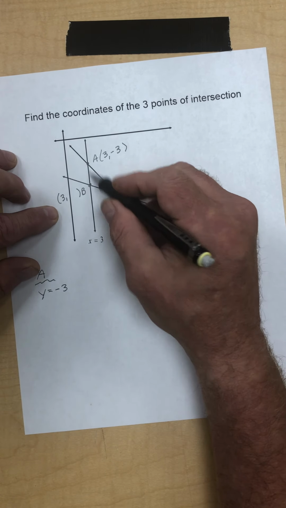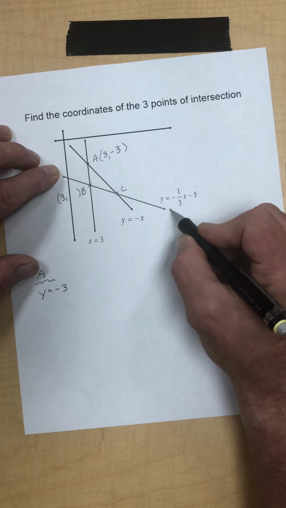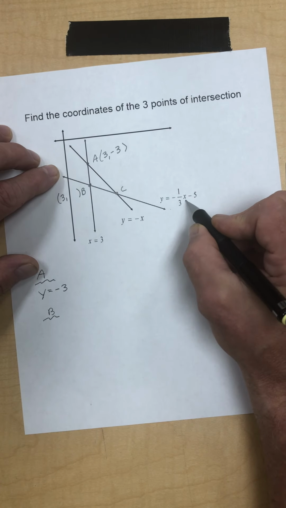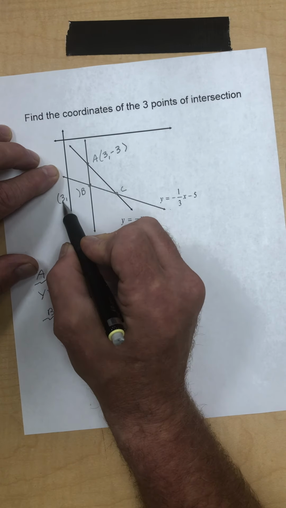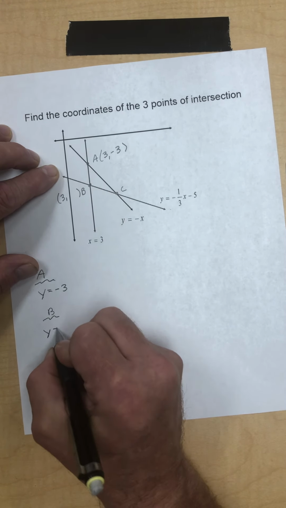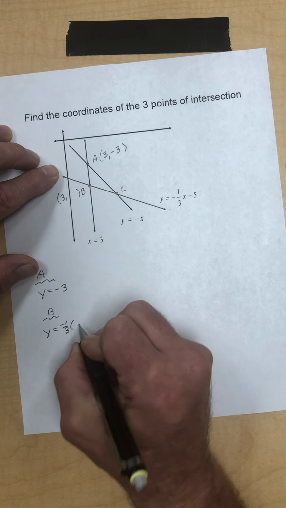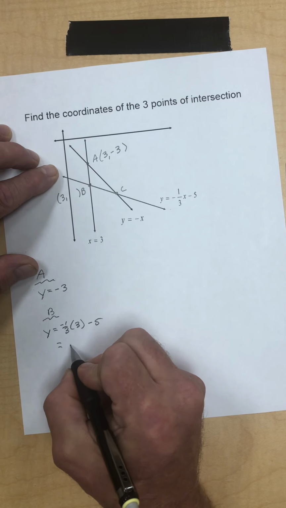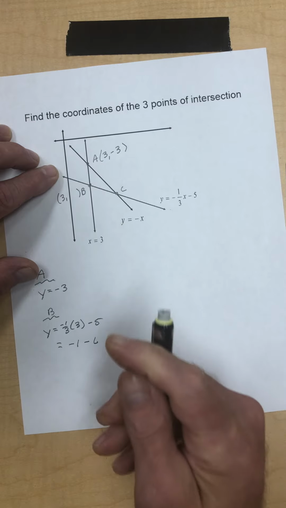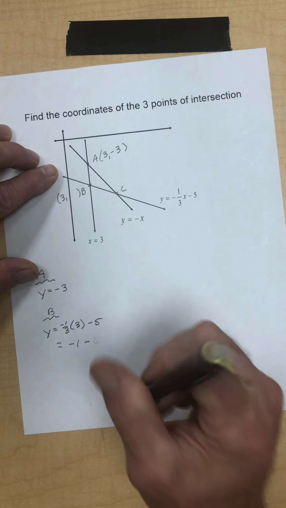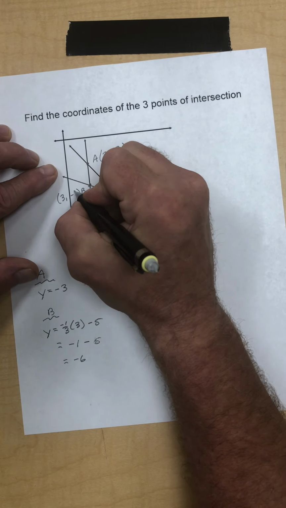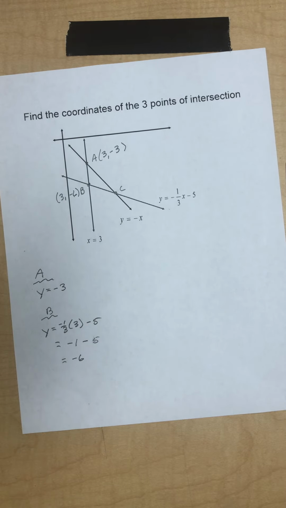And then we come down here. That happens when x equals 3 intersects with this line. So to find B, couldn't I just substitute x equals 3 in there? I know my x coordinate is 3, so I just put it in and I get y equals negative 1/3 times 3 minus 5. Negative 1/3 times 3 is just negative 1, minus 5, so I just get negative 6 for my y coordinate. So this guy is just negative 6. How easy is that?